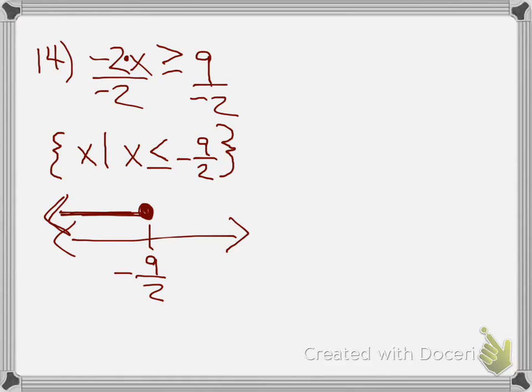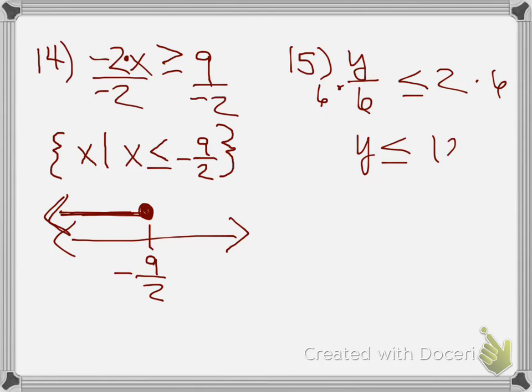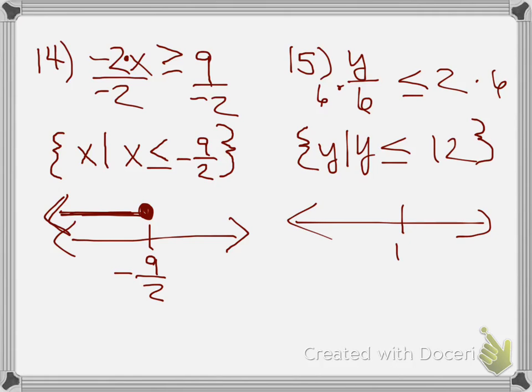Okay? If you look at number 15, you've got y over 6 is less than or equal to 2. Again, realize that's y divided by 6, so I need to multiply. So y is less than or equal to 12, and again, closed dot, I'll put the set parentheses, closed dot at 12, shaded to the left. There you go.